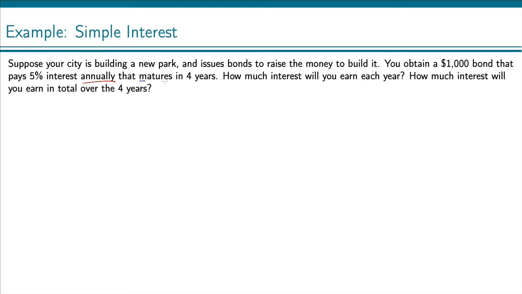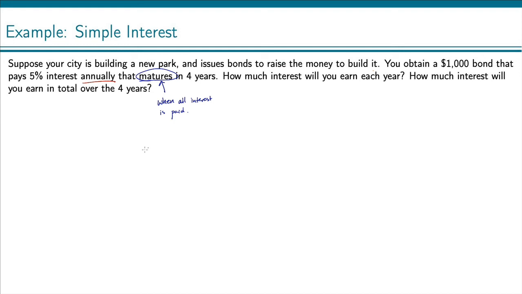Let's talk about this word here, matures. This is when it ends, when all interest is paid back to you. So in 4 years after buying the bond, you're going to get all of your money. How much interest will you earn each year, and how much interest will you earn in total over 4 years?